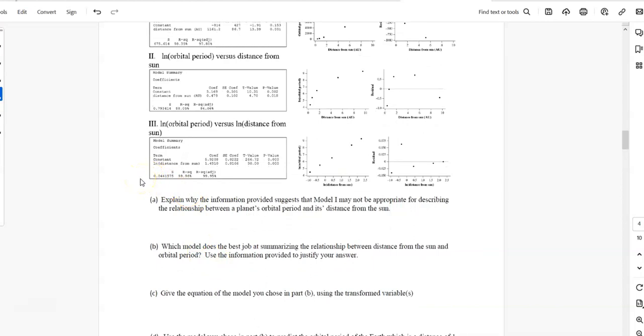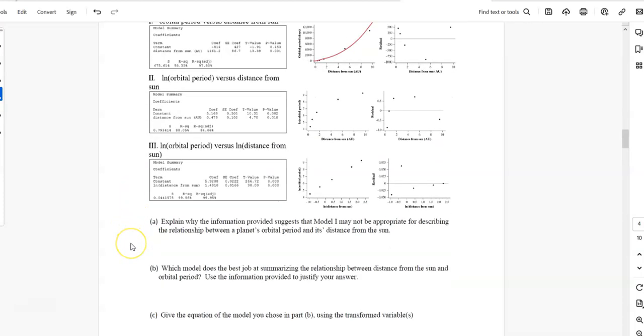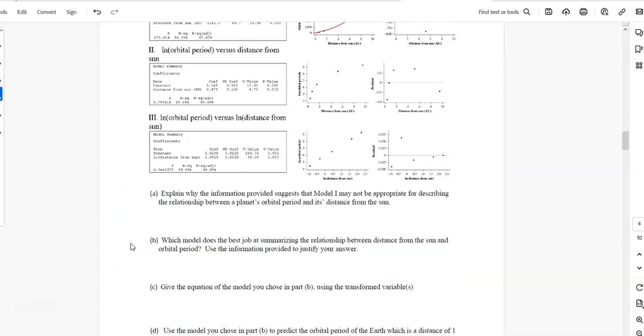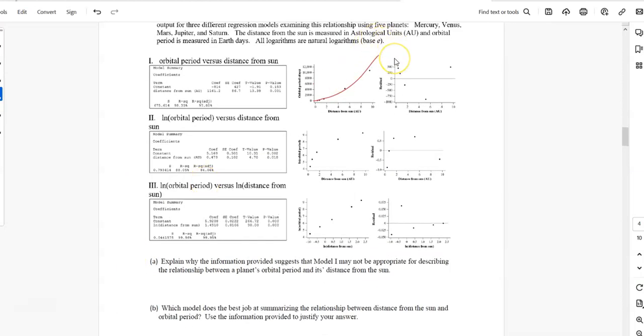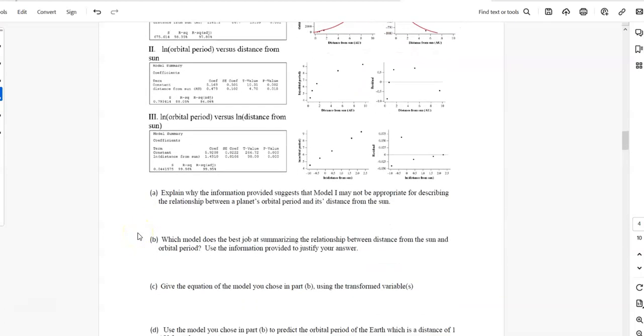Explain why the information provided suggests that model 1 may not be appropriate for describing the relationship. Model 1 is curved, and so it has a non-linear pattern. The residuals have a curved pattern here, and so because of that, we think that a linear model is not a good fit, may not be appropriate.